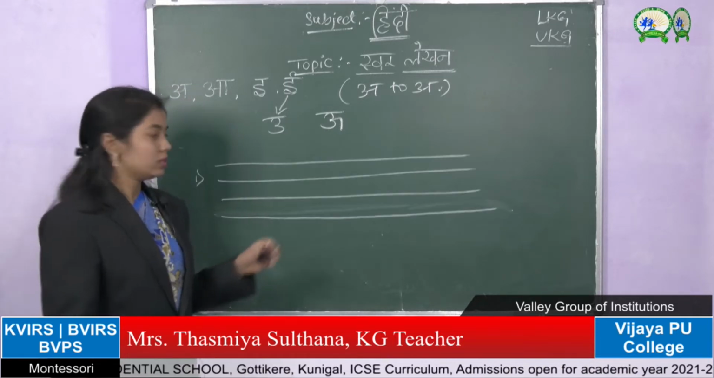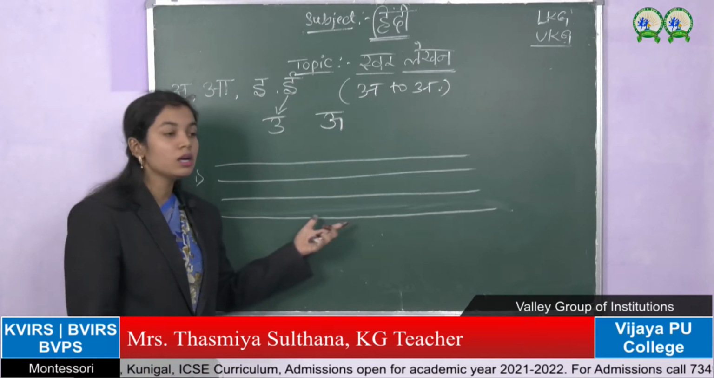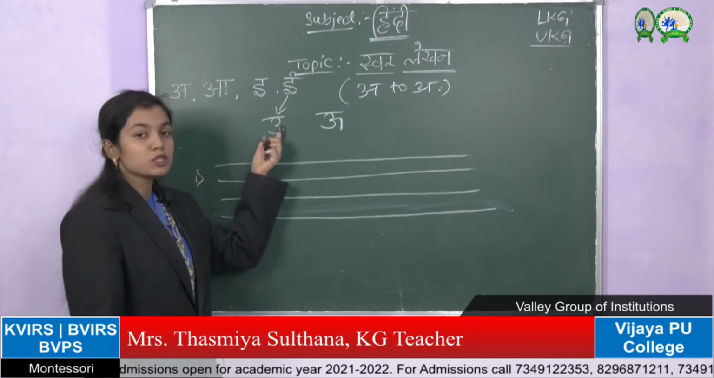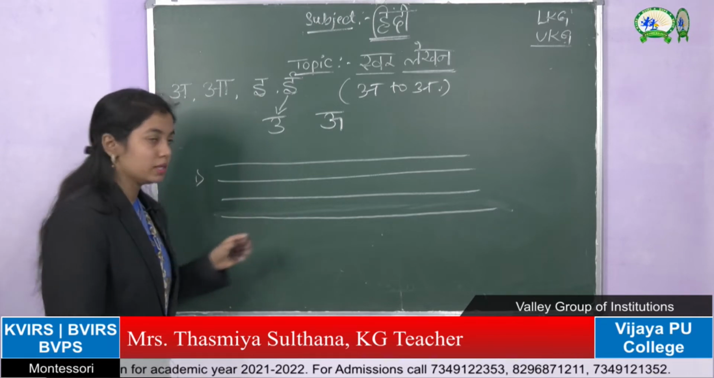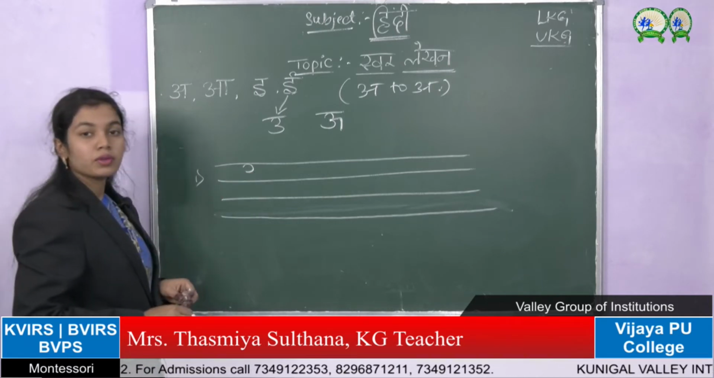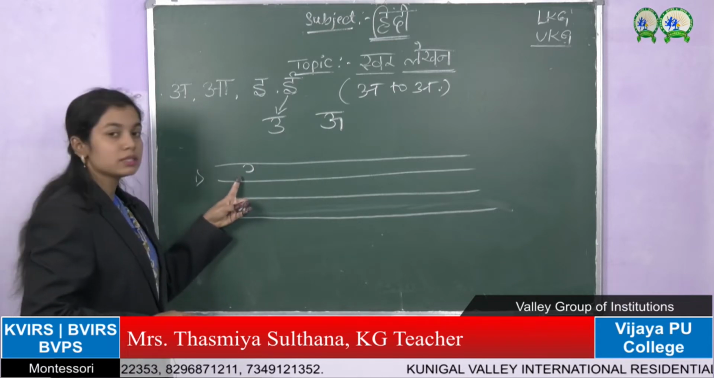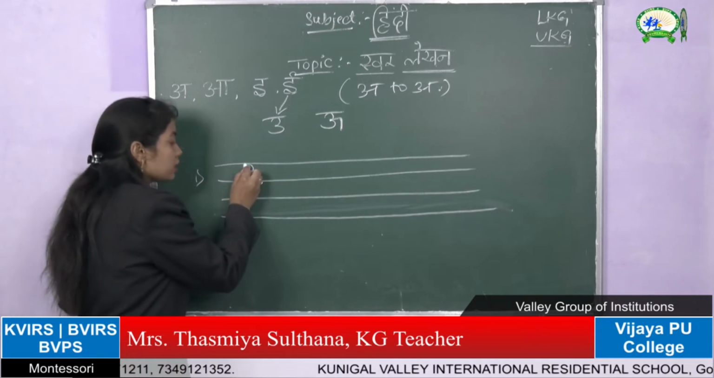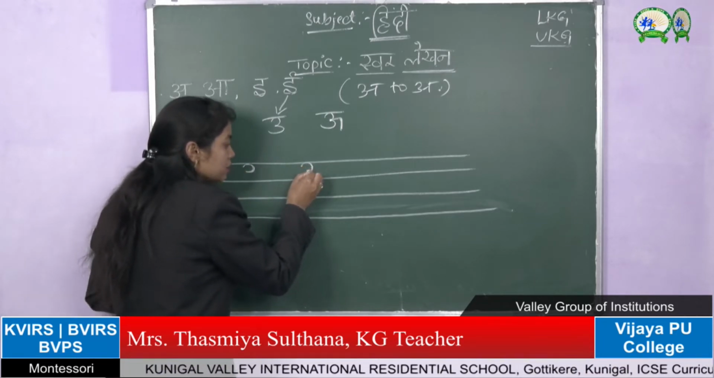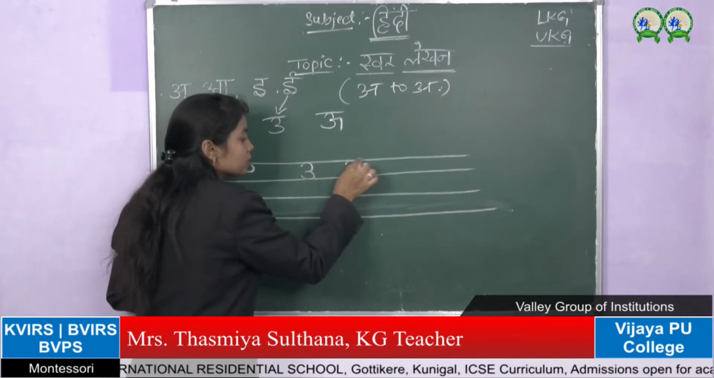Just assume this is your double line book and you have to practice these letters in your double line book. The first letter is small oo. The first step to write this oo is to write one left curve. It is very easy to write. The first step is to write one left curve, and the next step is to write one more left curve. Then it will become an oo.